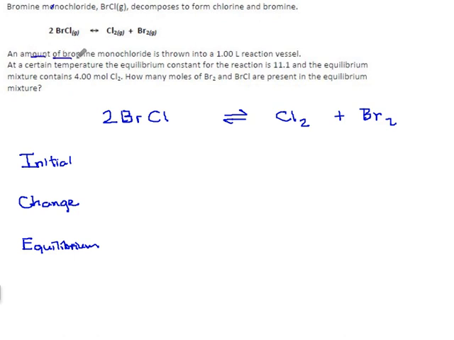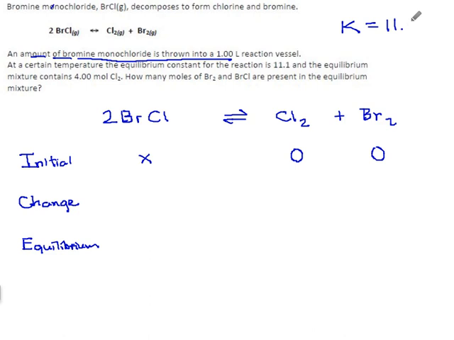An amount, they're not saying how much, of bromine monochloride is thrown into a 1 liter vessel. Okay, so we started with some bromine chloride, and they don't mention any chlorine or bromine being in the vessel, so we start with none of those, and we start with, I'll call it x, because I don't really know. Nothing else is mentioned being in the vessel, so we're okay saying those are zeros. At a certain temperature, the equilibrium constant is 11.1. That's good to know. We'll put that in our pocket for later.